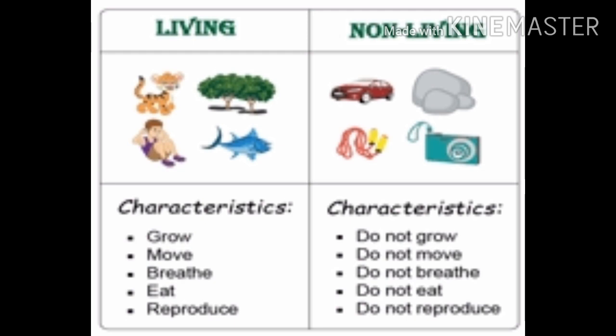They do not breathe. They do not eat. There is no need to eat food. And the last one is that they do not reproduce. Non-living things do not reproduce. Okay. So these are the characteristics of living things and non-living things.